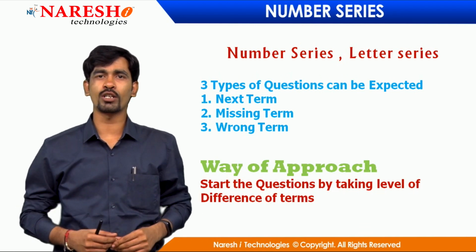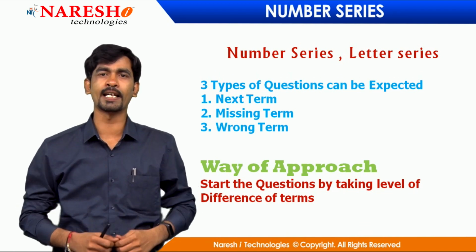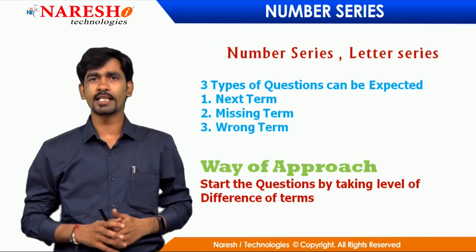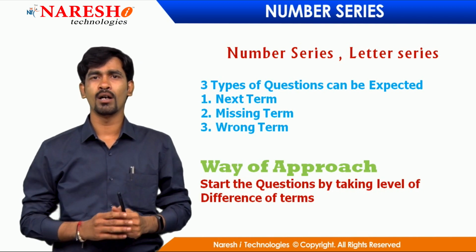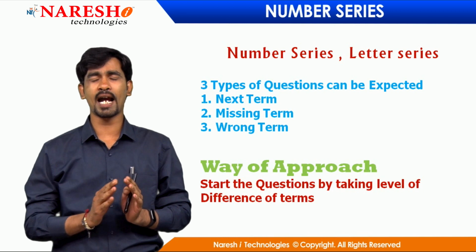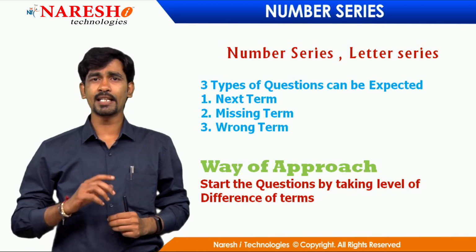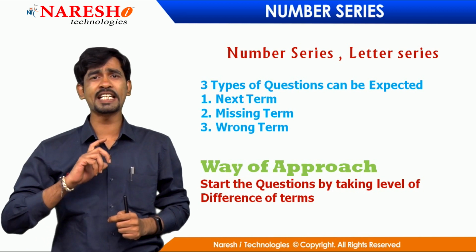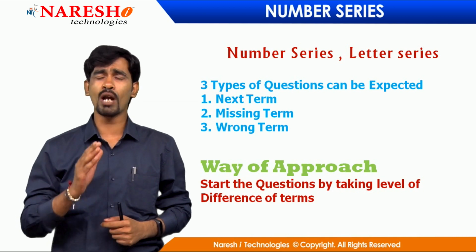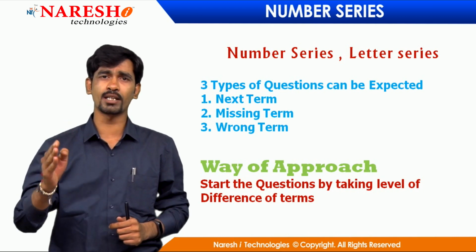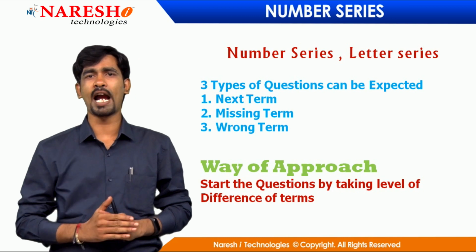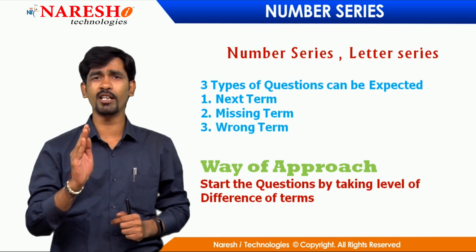Today we'll have a discussion on the questions which are based on number series and letter series. So basically this will come under the logical reasoning module. In letter series and number series, the basic thing is we are going to have three different types of questions: finding the next term, finding the missing term, and finding the wrong term. Wrong term is nothing but finding the odd term.